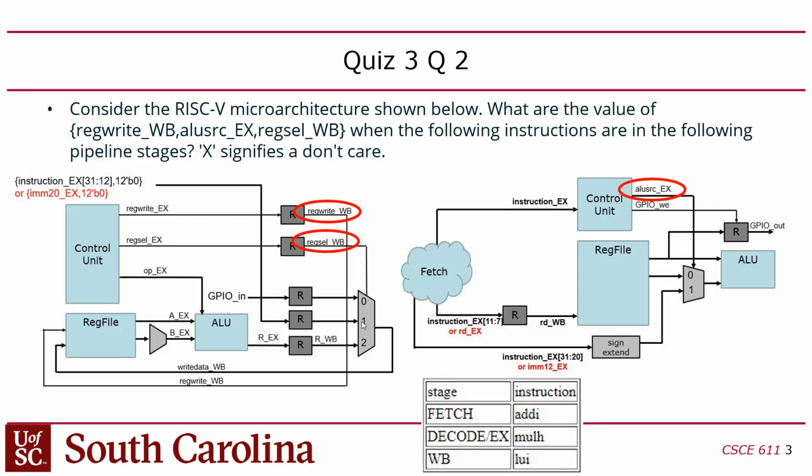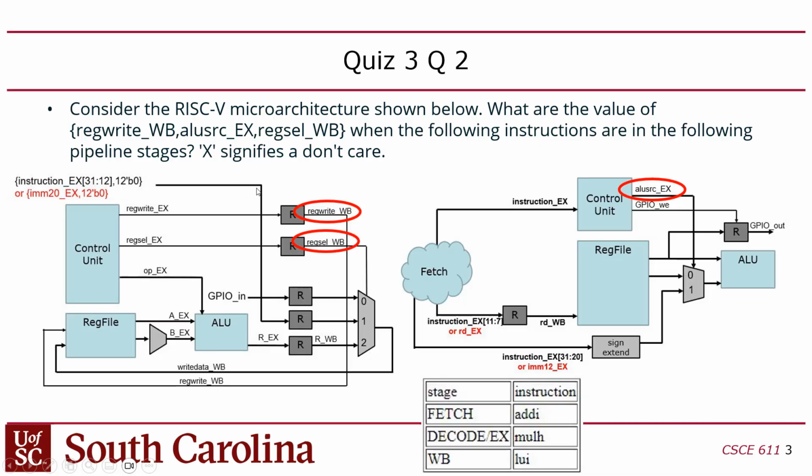And then reg select write back. So again, reg select write back is controlling this reg select mux for whatever's in the write back stage. In this case, it's LUI. So LUI is supposed to do what? It's supposed to select this weird 20-bit immediate value coming in here, the instruction EX bits 31 down to 12.